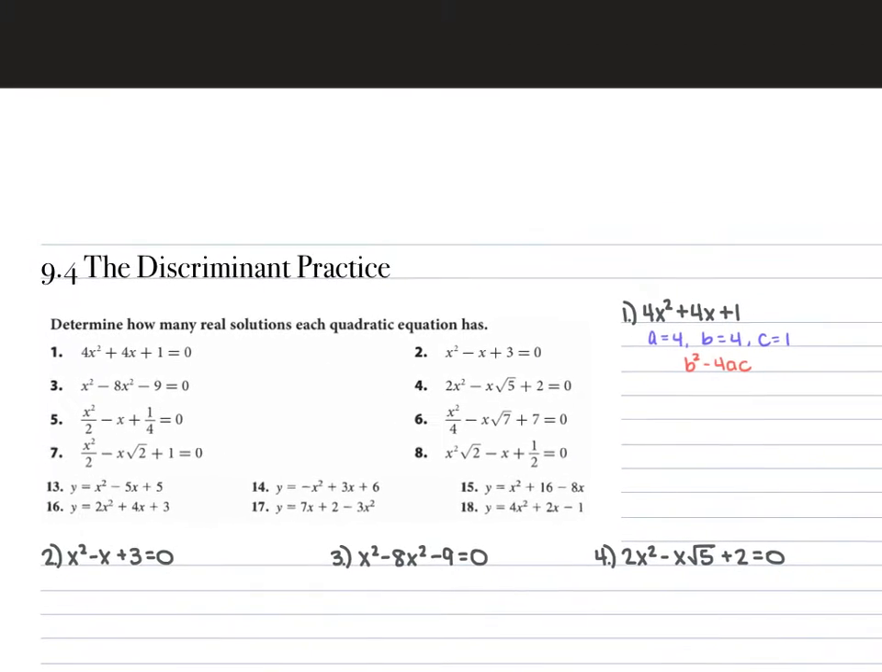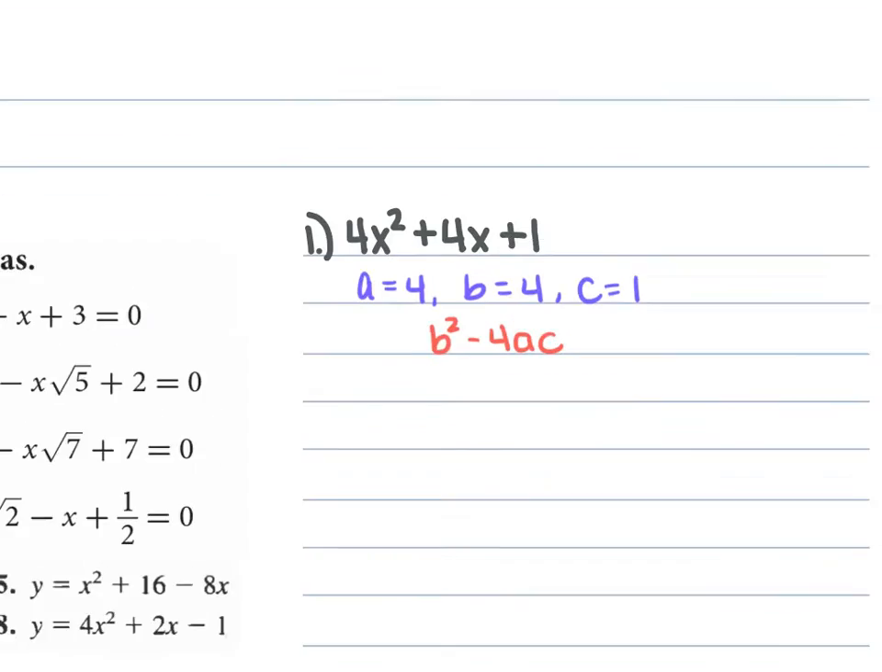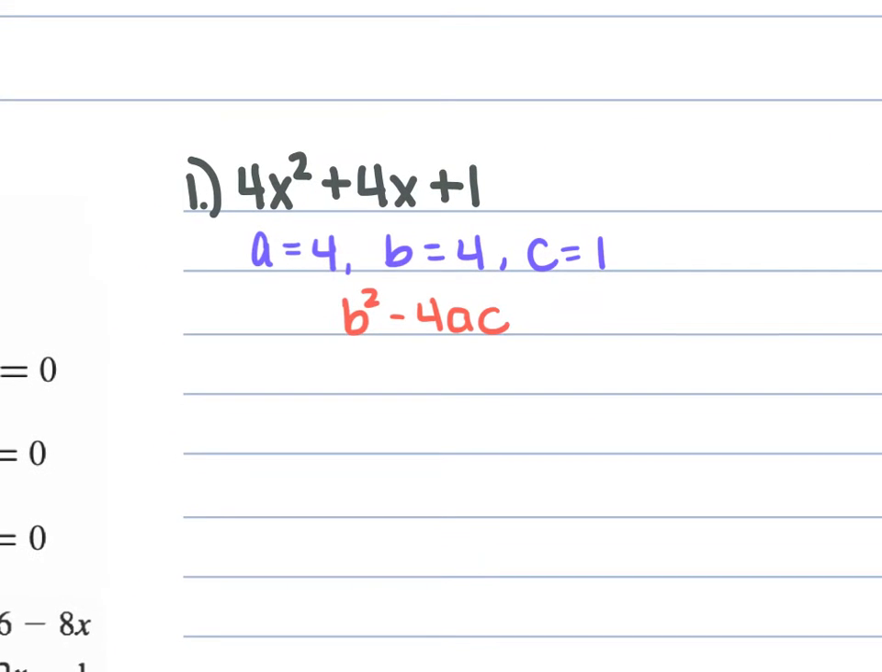Now this is asking us how many real solutions the quadratic equation has. So if we plug these values in, we're going to have 4 squared minus 4 times 1. Then if we simplify this, we have 16 minus 16, which is 0. So this is one real solution.